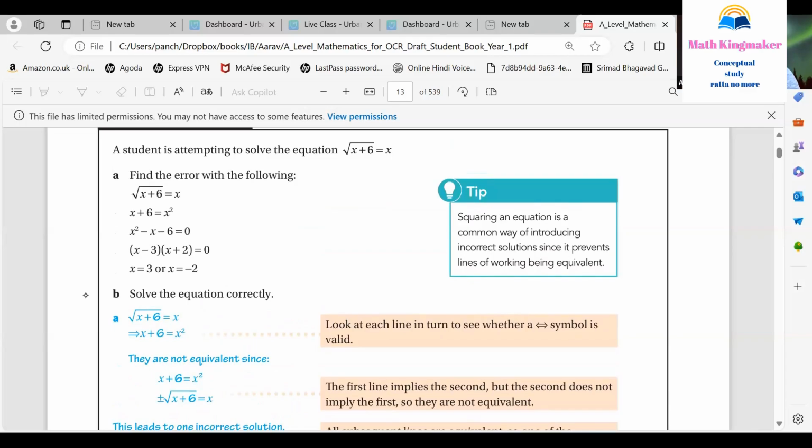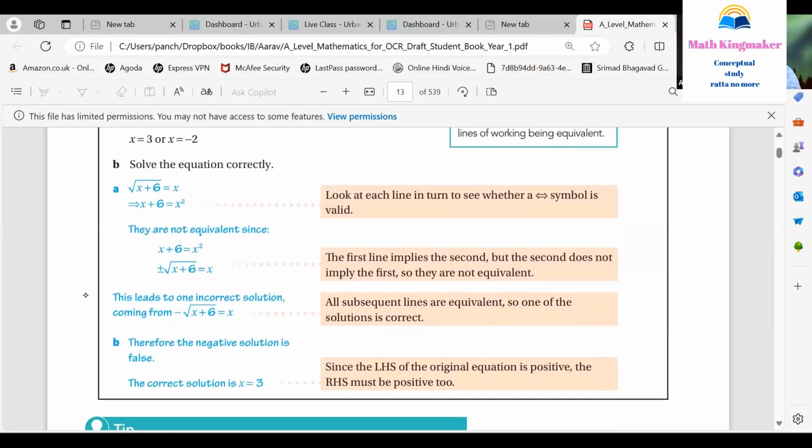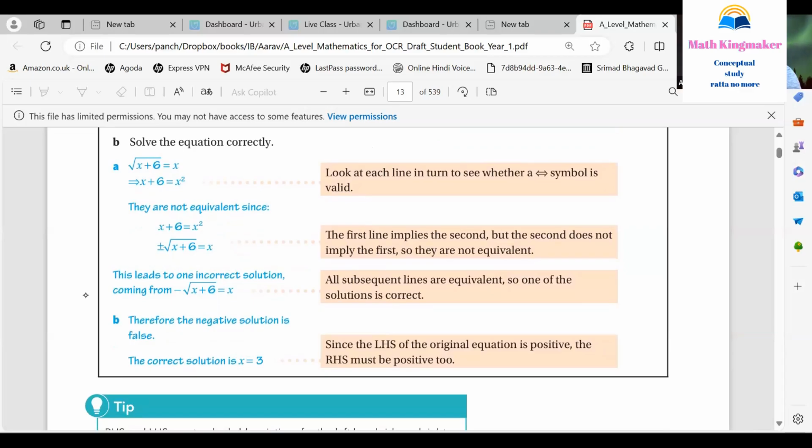X cannot be negative. So how do you spot that when you're doing math working? Generally we do it like this, but we need to check whether the symbol is given or not. The symbol here is positive, so the x value cannot be negative. So you cannot take negative values here, negative root x plus 6 equal to x.